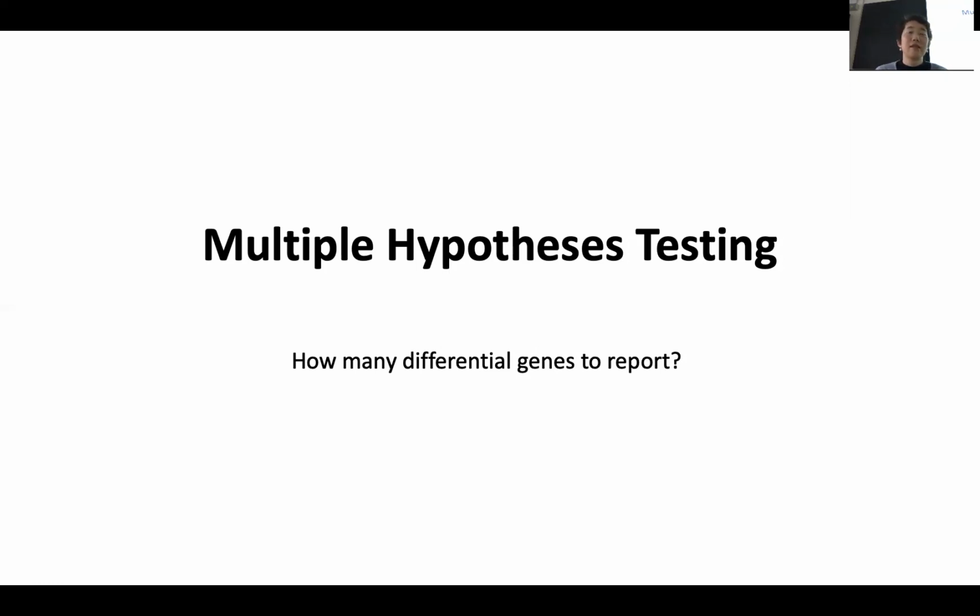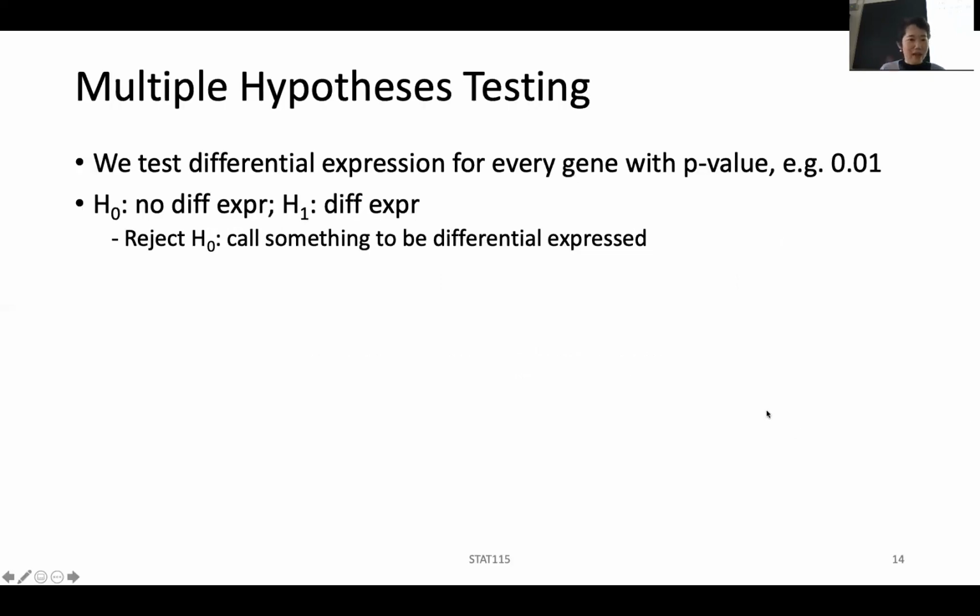Suppose you use a 5% cutoff. If you have 10,000 genes, 500 of them will be significant, because they are false positives. Yeah, that's definitely the right answer.